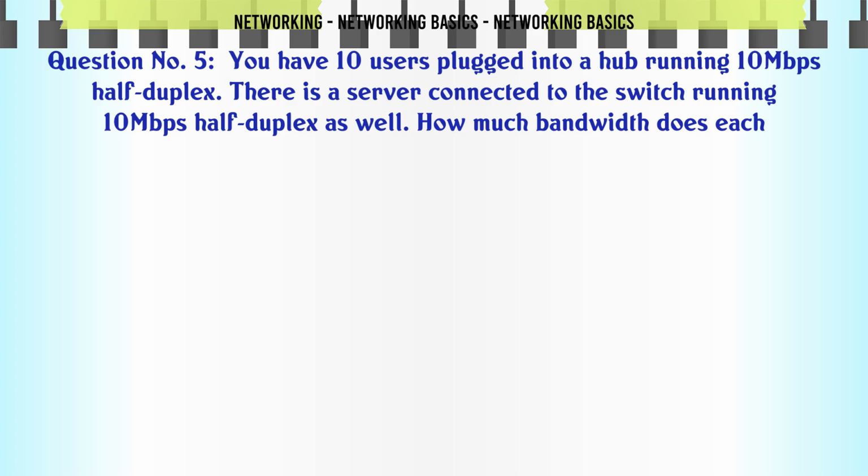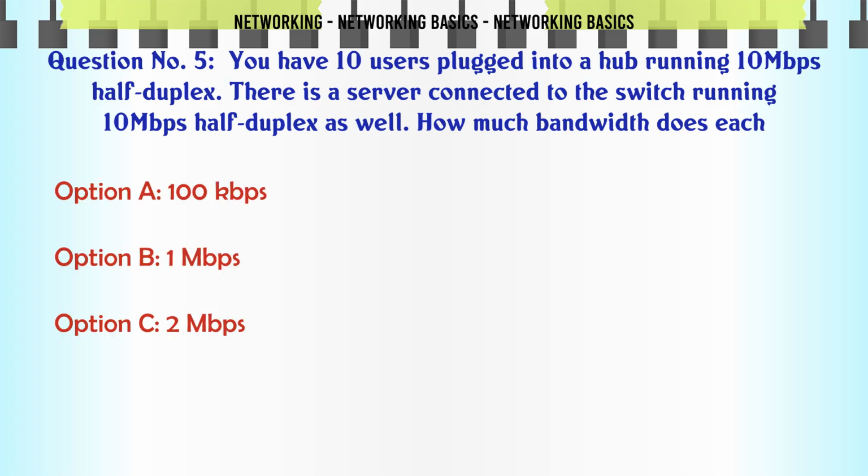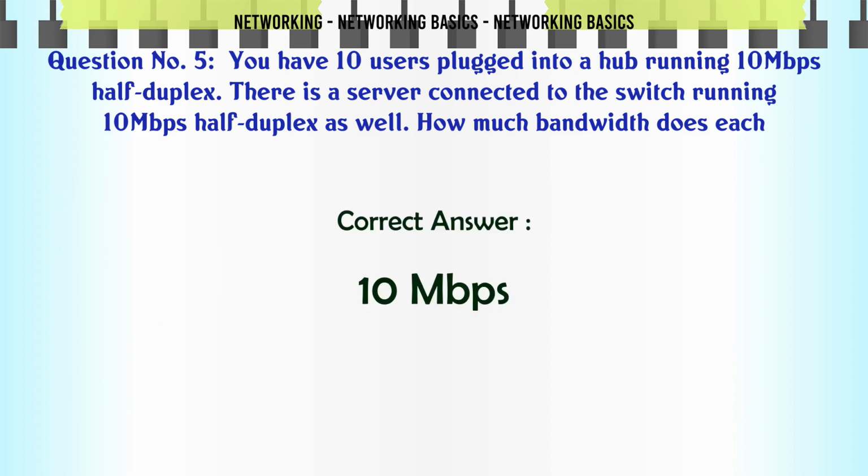You have 10 users plugged into a hub running 10 Mbps half-duplex. There is a server connected to the switch running 10 Mbps half-duplex as well. How much bandwidth does each host have to the server? A. 100 kbps. B. 1 Mbps. C. 2 Mbps. D. 10 Mbps. The correct answer is 10 Mbps.